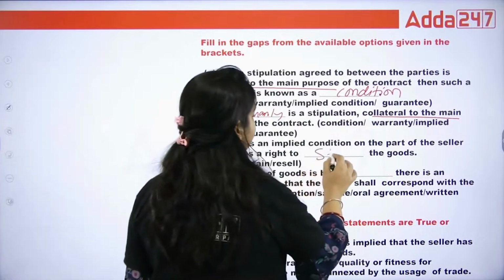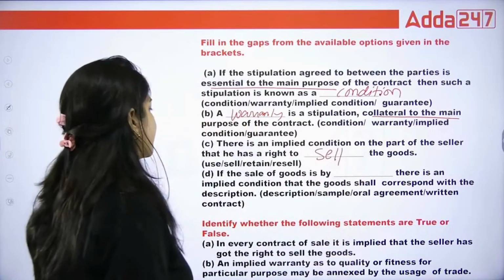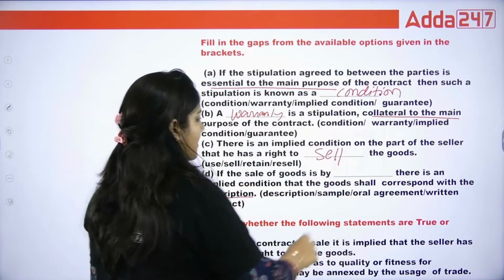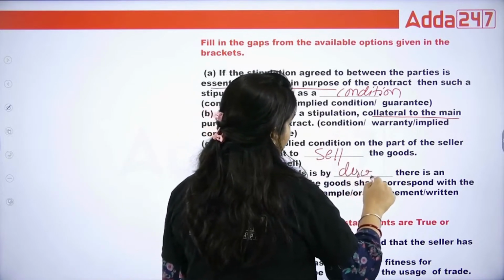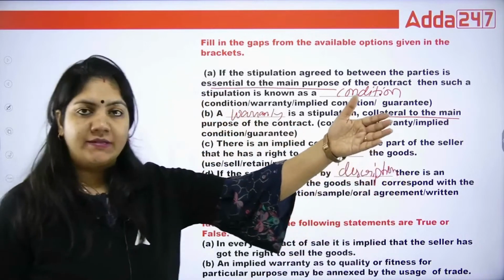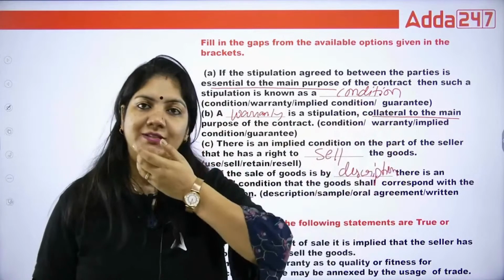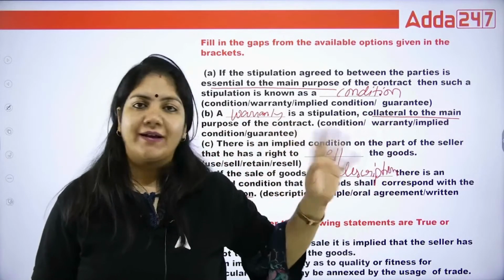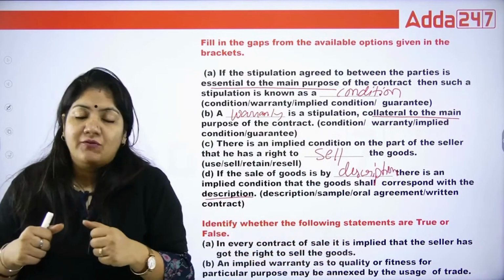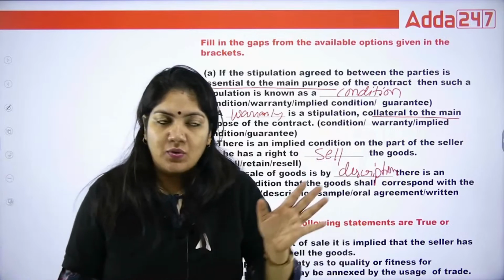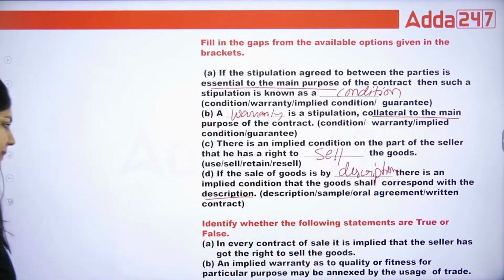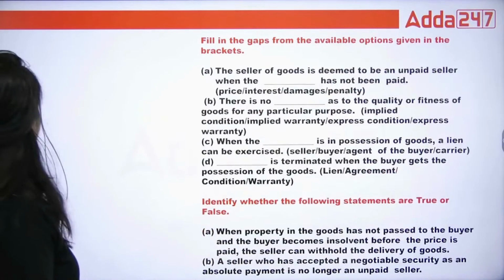Okay. If a sale of goods is by dash, there is an implied condition that the goods shall correspond with the description. So this is called description. Why, class? Suppose the seller describes to me, Nikita ma'am, this is a jacket and you can use the jacket in minus 1 degree Celsius temperature. When I was using this jacket, I was feeling so cold. It means whatever the seller has described is not according to that description. So in that case, description is the right answer.